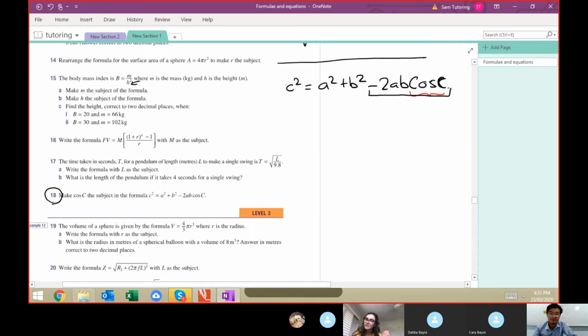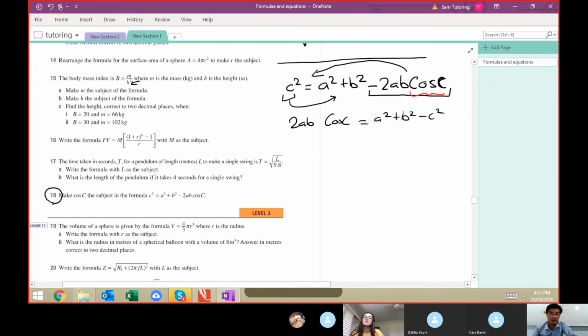I think it's better to actually move this entire expression that I just boxed here onto this side, and then move this c squared onto this side. So you eventually get 2ab cosine c is equal to a squared plus b squared minus c squared. Is everyone happy with that? Do you know the reason why I want to do that?